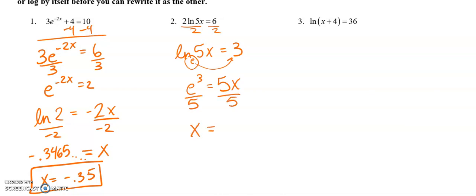x equals. Notice your second ln button is really an e to the x button. So if you hit second, the natural log button, it gives you an e with the exponent already there. Type in your 3, close your parentheses, divide that by 5, and we get x equals 4.017. So that'll be 4.02.